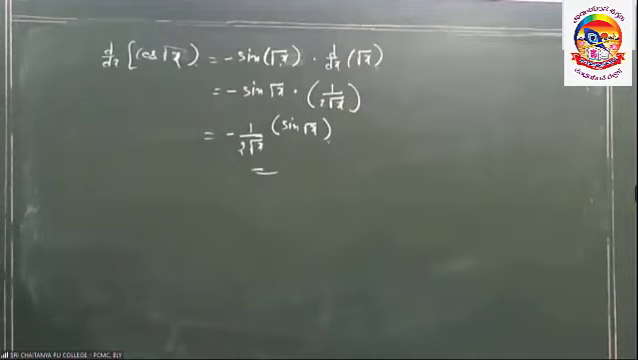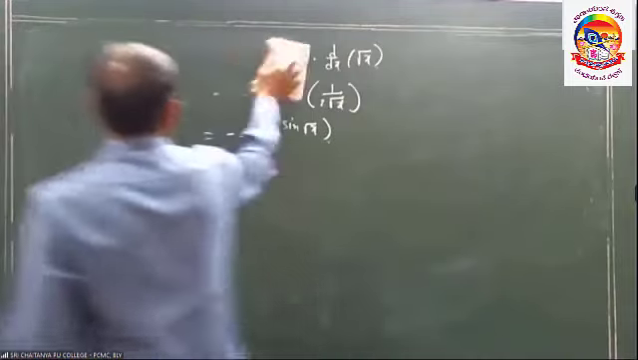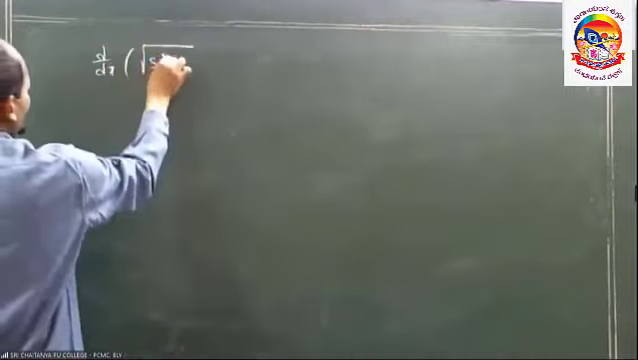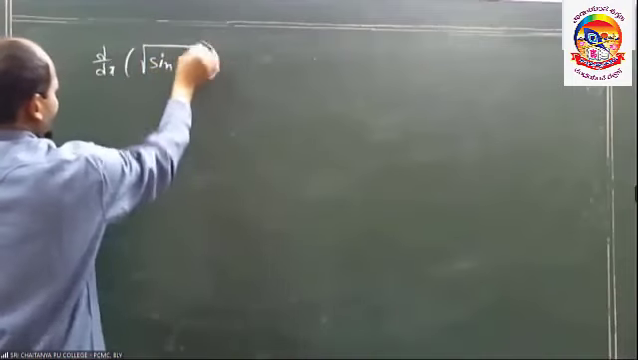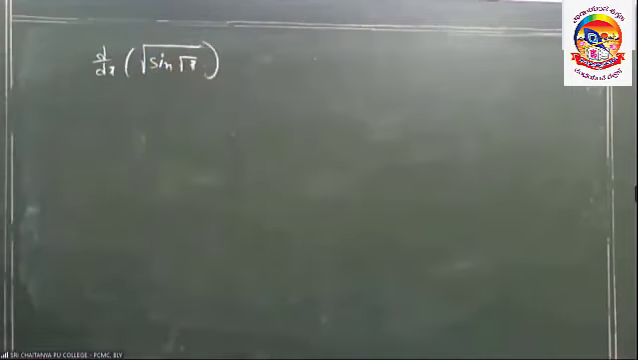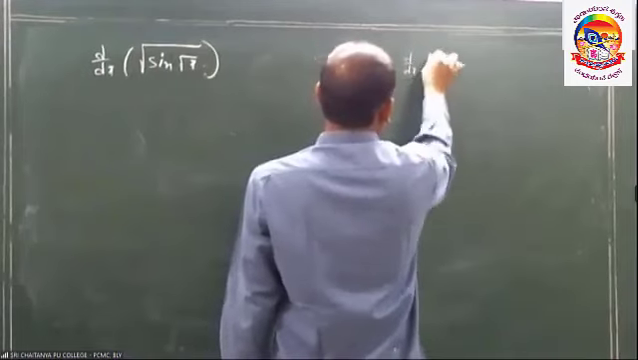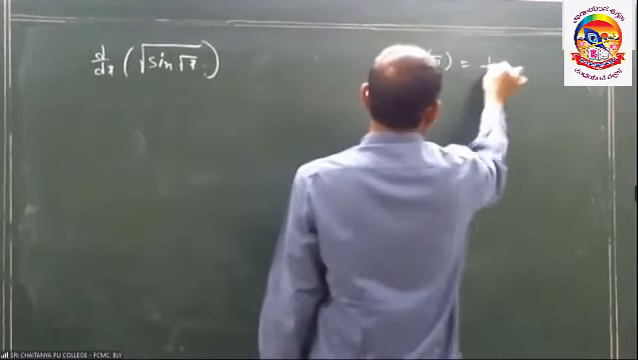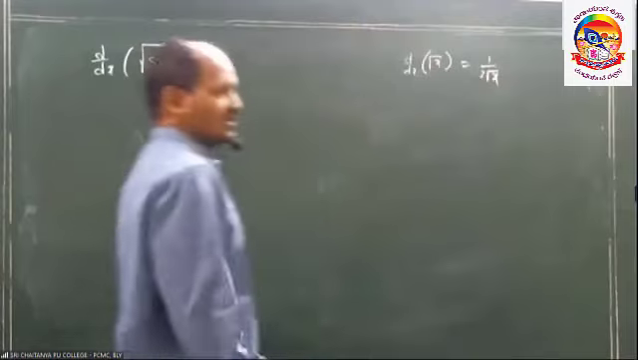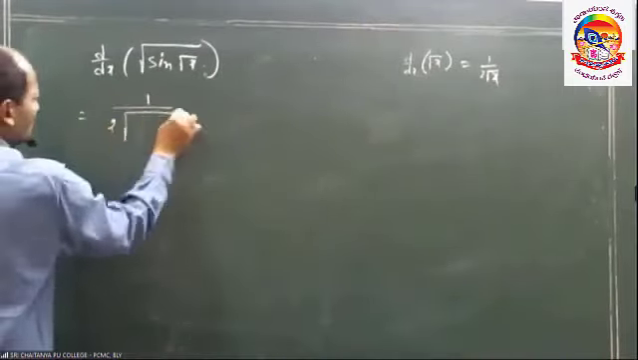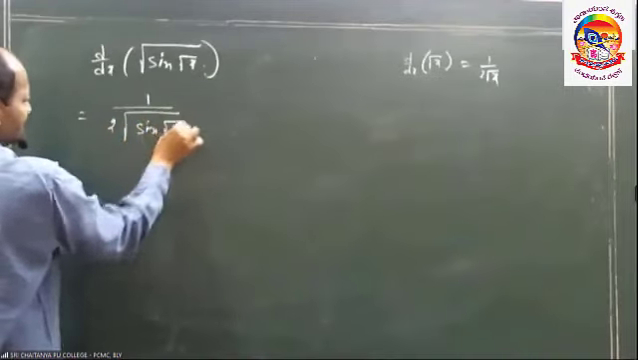Find the derivative of root of sine root x. First, the derivative of root x is 1 by 2 root x. Okay? So it's 1 by 2 root of sine root x.